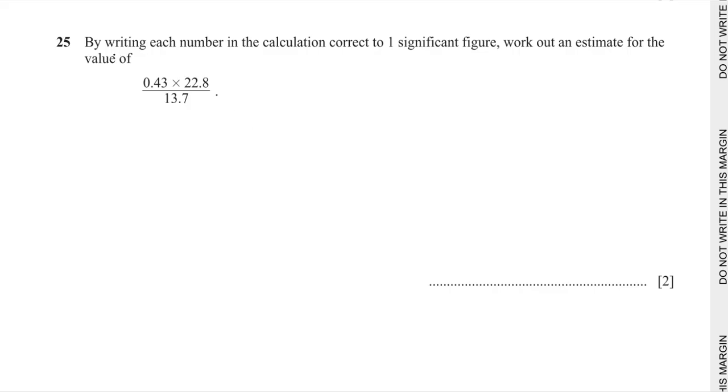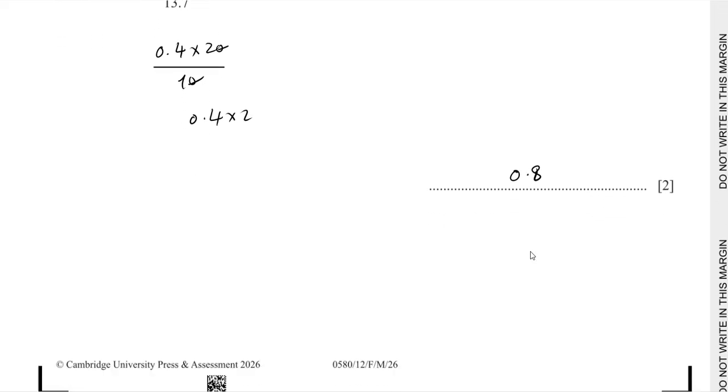Question number 25. By writing each number in the calculation correct to one significant figure, work out an estimate for the value of. So we have to round all of these numbers to one significant figure. Here the first significant figure is 4, so we have to write 0.4 times this one. We have to round this to 20, over this one, 13, rounded to 1 is equal to 10. You can just write the answer as 0.4 times 2. That's going to be equal to 0.8. That should be your correct answer.